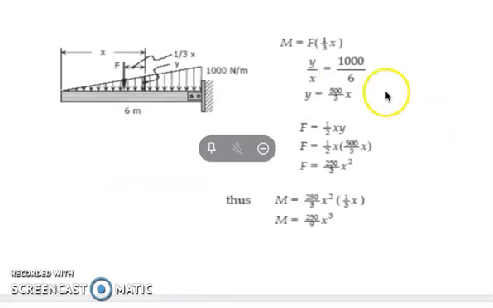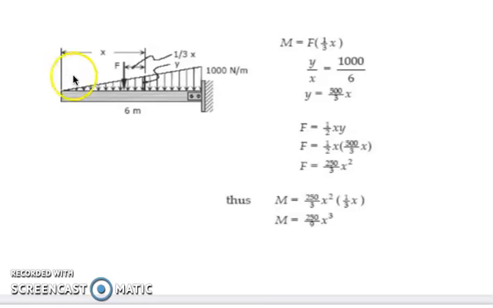To start with our solution, of course, we have a cantilever beam. The length is 6 meters. This is a uniformly varying load, 1000 Newton per meter. So we're going to section the beam. Once you cut, this is our distance. Here you have the total force acting for this uniformly varying load. The portion from the cut section towards the free end of the cantilever beam is our x.